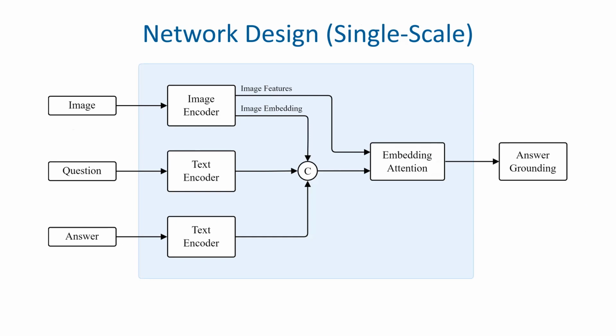We combine CLIP with the proposed embedding attention block to predict answer groundings. We use CLIP's encoders to encode the image, question, and answer. Next, our proposed block recalibrates the channel-wise image feature maps by explicitly modeling interdependencies between the image feature maps and embeddings.